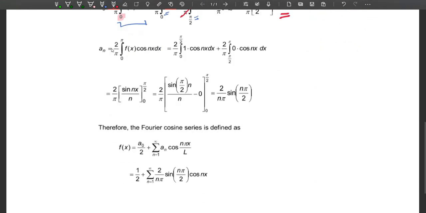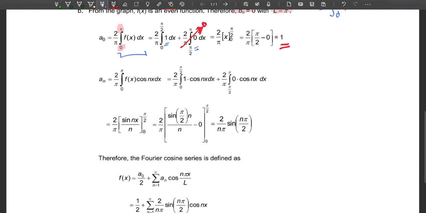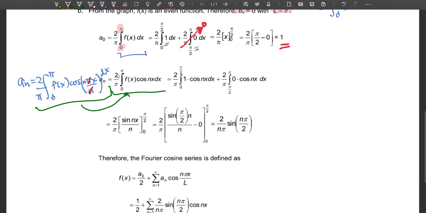Next, An is equal to 2 over pi, integrate 0 to pi, f(x) cos nx with respect to x. Why cos nx? I would prefer if you write this first: An is equal to 2 over L, that means 2 over pi, integrate 0 to pi, f(x) cos(n pi x over pi), because L is pi, with respect to x. Next, simplify and cancel out pi. That's when this equation transforms into 2 over pi, integrate 0 to pi, f(x) cos nx with respect to x.